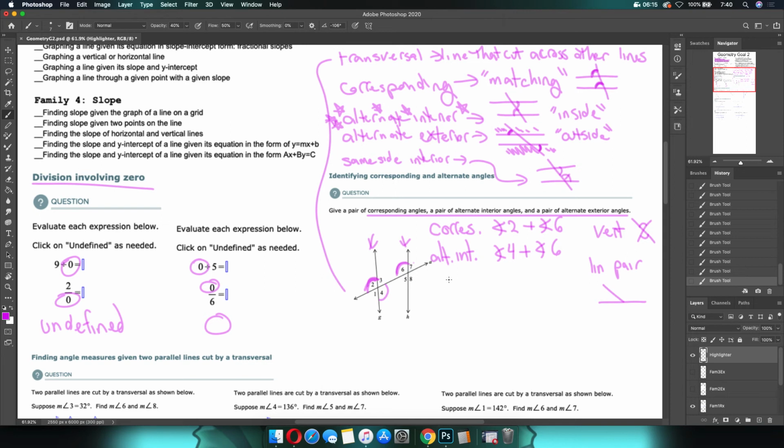What's the next one they want? Pair of alternate exterior angles. That's on the outside. So let's look at 7. What's a good match? I have to go on the other side and then go all the way over. 7 and 1. Angle 7 and angle 1. That's what you're going to be doing for this particular topic.